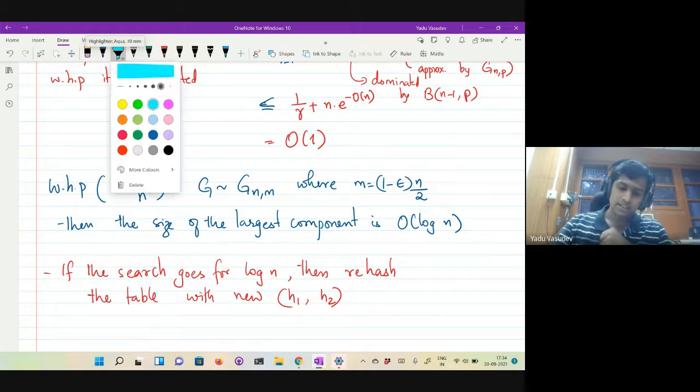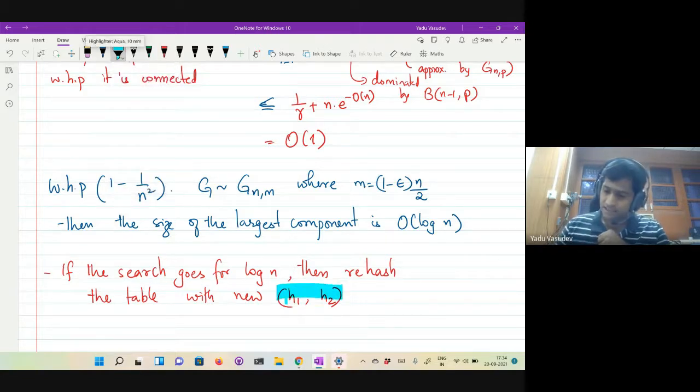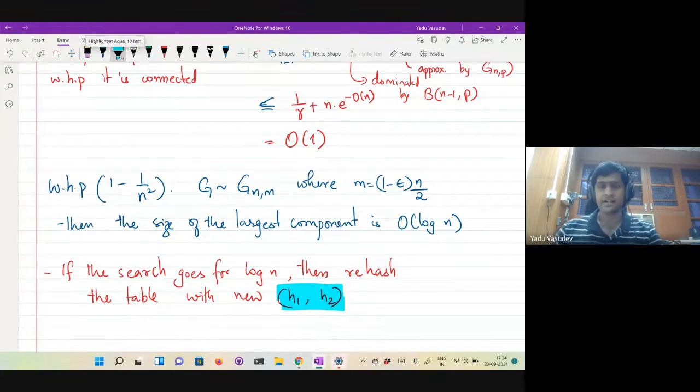So the interesting thing to note here is that this analysis is actually using the fact that h1 and h2 are uniformly random, right? It is possible to analyze this when h1 and h2 are from a more general class of hash functions, like 2-universal and so on, which we saw, which are the more practical versions of hash functions. But the analysis that we saw here is very much tailored to random hash functions because of the use of random graphs and so on.